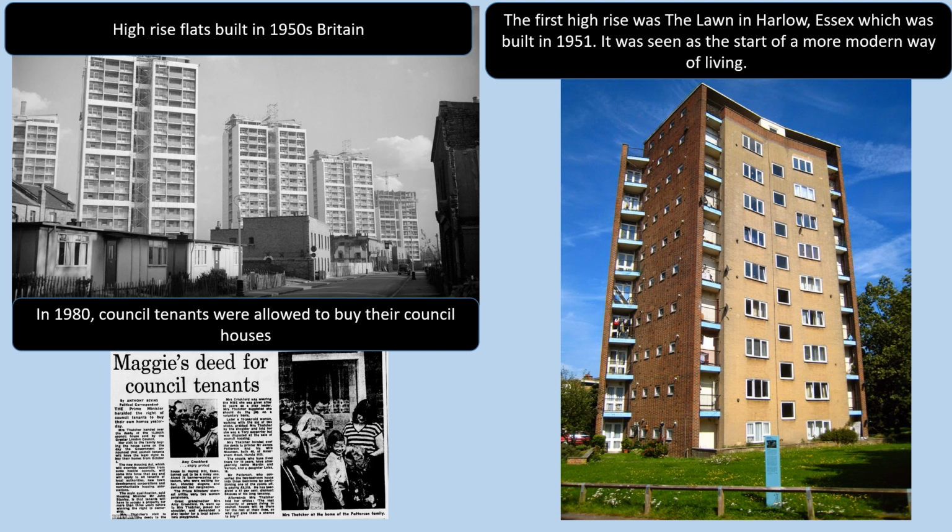The first high-rise was the Lawn in Harlow, which you can see pictured there, which was built in 1951. And then we've also seen the idea of council houses being able to be bought by tenants from the 1980 Housing Act.